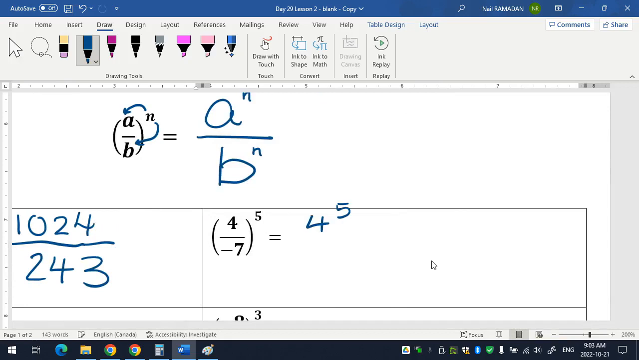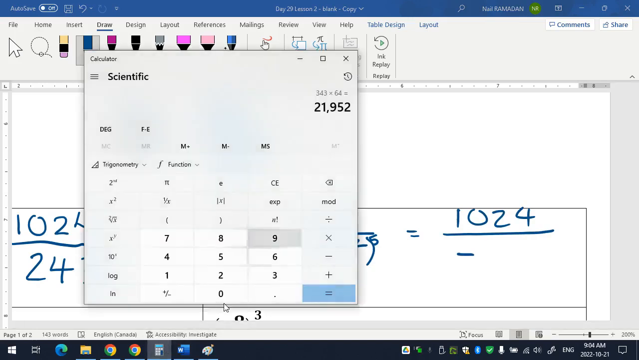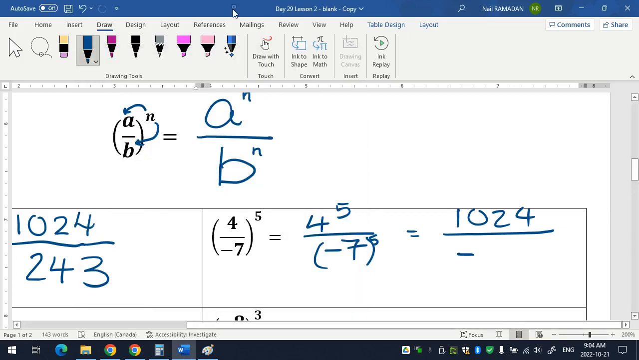4 to the 5. Is this correct? 1024. What's a negative times itself 5 times? Negative, because one of them is not going to pair up. Okay, what's 7 times 7 times 7 times 7 times 7? What was the question? You sure? Okay. 16.